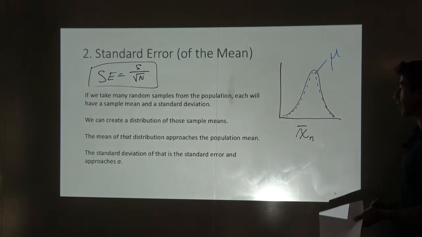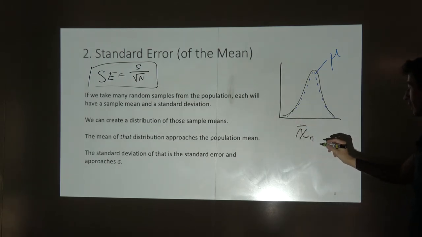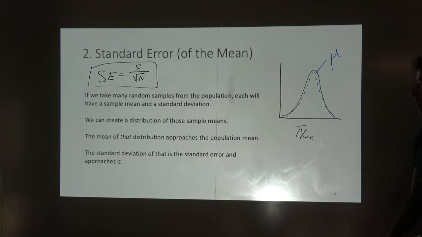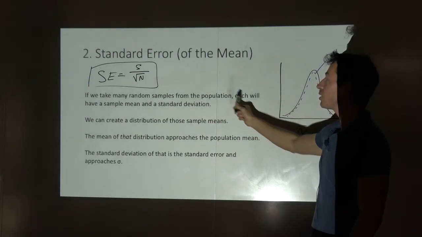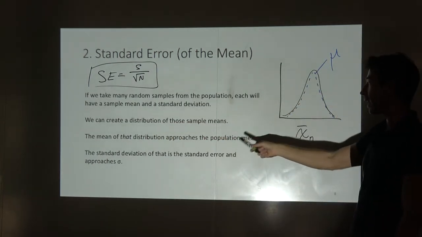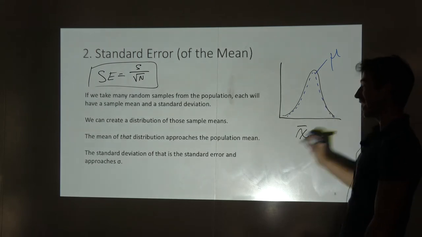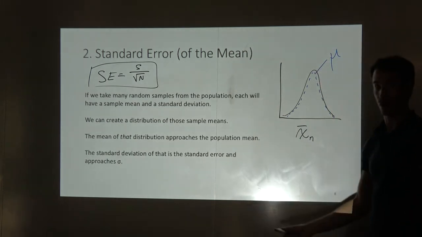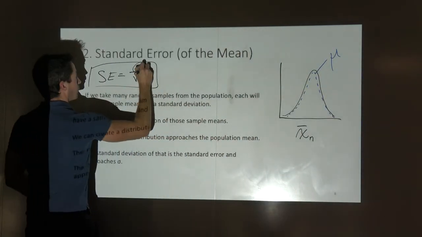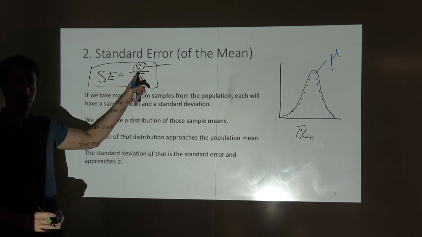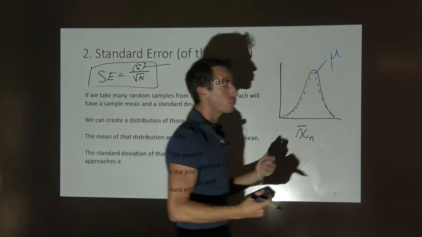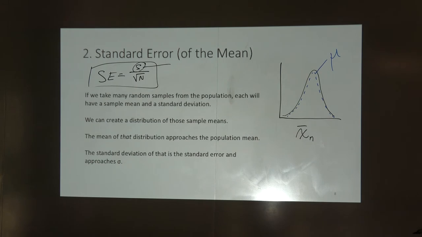That makes sense. Okay? So what the standard error essentially is it's the variance if you could do increasingly large numbers of trials. Okay? So you could take many random samples, and each will have a sample mean and a standard deviation. You create a distribution of those sample means, and the mean of that distribution approaches the population mean. So the standard deviation of this is the standard error, okay? But since we can't do that, we divide this sad little single population, our sad little N of 7 or whatever we did, by the square root of the number of observations to try to say how well that will approximate the true population.